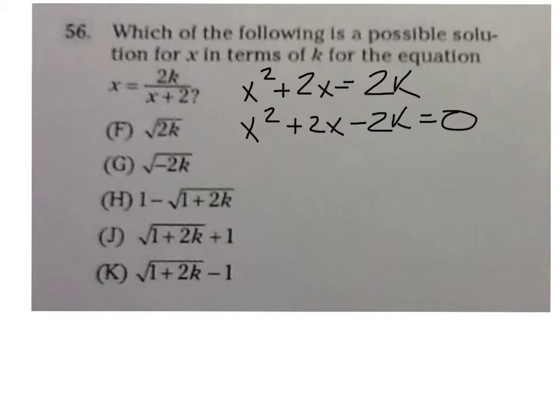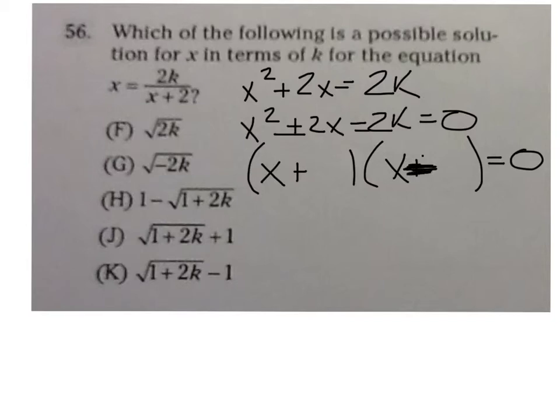One possible way to do this is to try to factor it. If you have a plus and a minus, then in your factoring you have to have plus and minus. Oh, whoops, we have to have a minus there. So we would need two numbers that multiply to get negative 2k, but add to get simply 2. So that's one way you could do it.